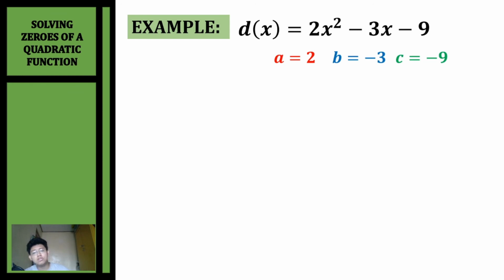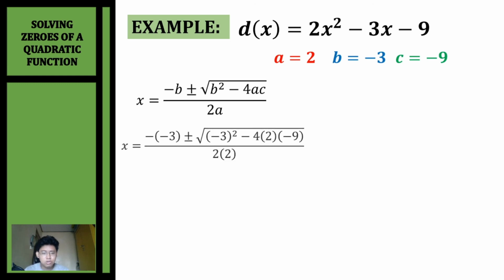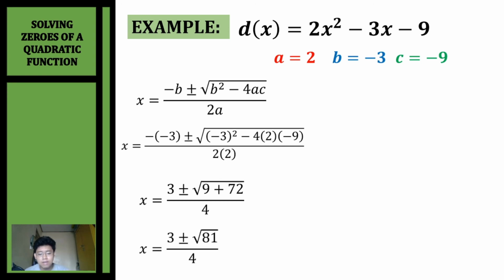Now let's substitute the values of a, b, and c to our quadratic formula, which is x is equal to negative b plus or minus the square root of b squared minus 4ac all over 2a. Now substituting the values, we have x is equal to negative of negative 3 plus or minus the square root of negative 3 squared minus 4 times 2 times negative 9 all over 2 times 2. So let's simplify. We have 3 plus or minus the square root of 9 plus 72 all over 4. Now combining like terms, we will have x is equal to 3 plus or minus the square root of 81 all over 4. Now, the square root of 81 is 9.